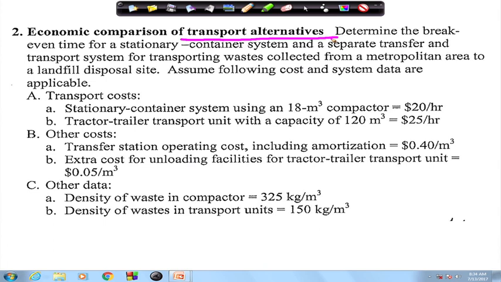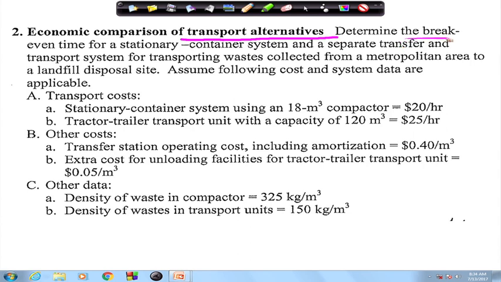I said that it will try to find out the break even, because it all depends on the distance, isn't it? So we are trying to determine the break even. It's the break even time for a stationary container system and a separate transfer and transport system.